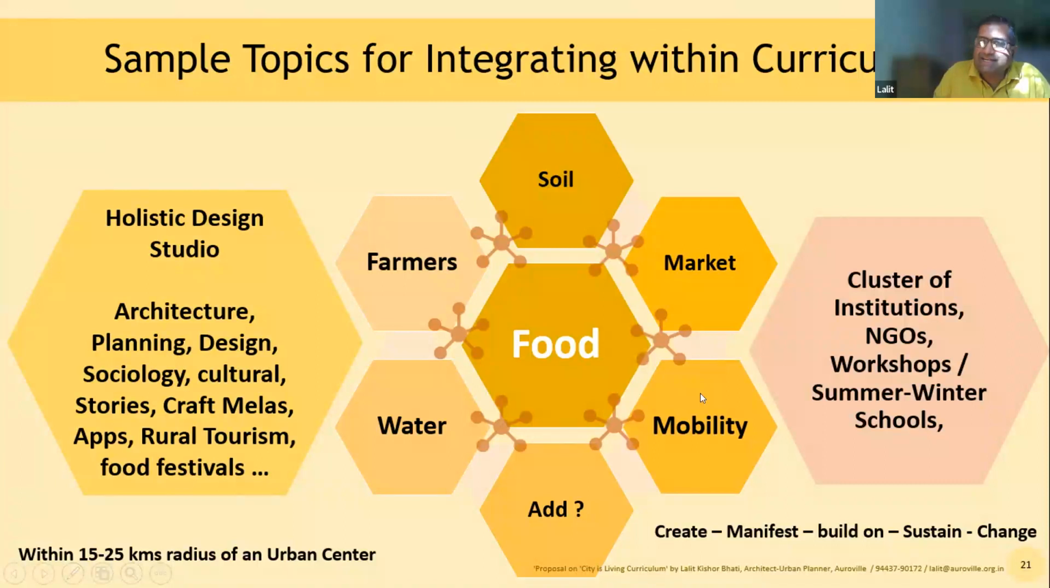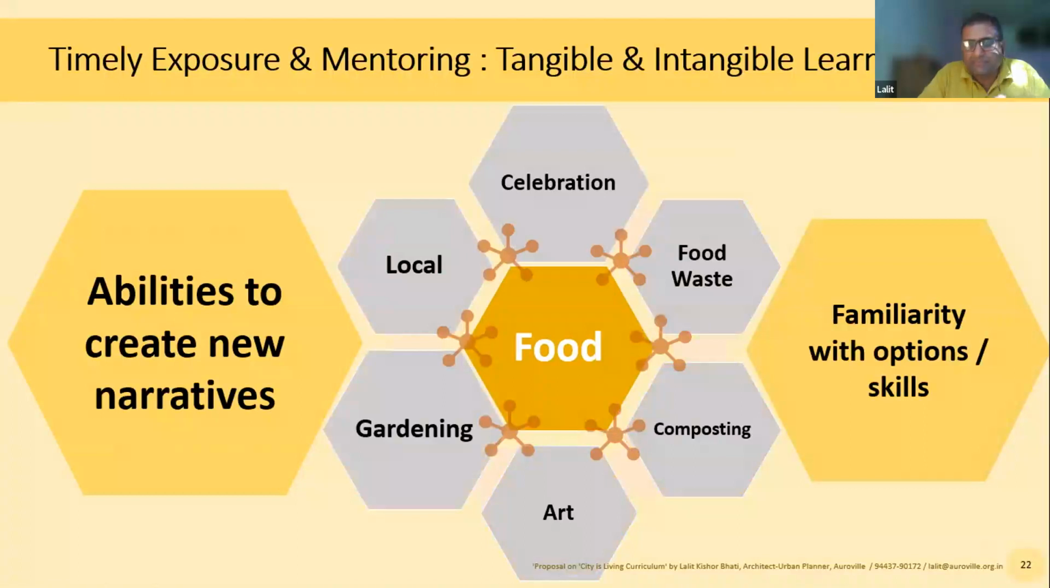So colleges can take this. And if they know how to collaborate with each other, a city will become very rich, and these institutions will be its knowledge hub. Cities will become rich that way. Another template, if we apply it to food, there is an element of celebration, food waste, composting, gardening, art, element of local. So new narratives can be created, and the younger generation is taking interest in entering into these kinds of things.